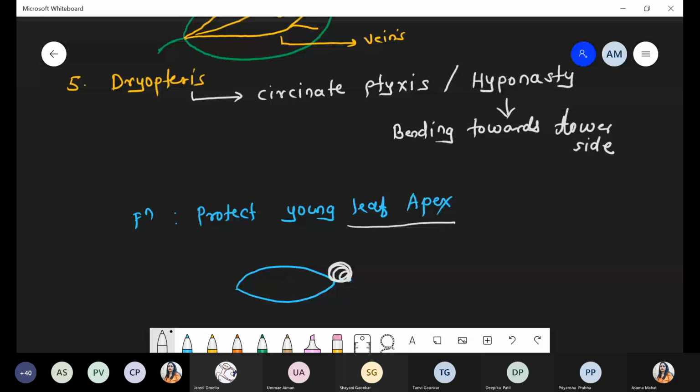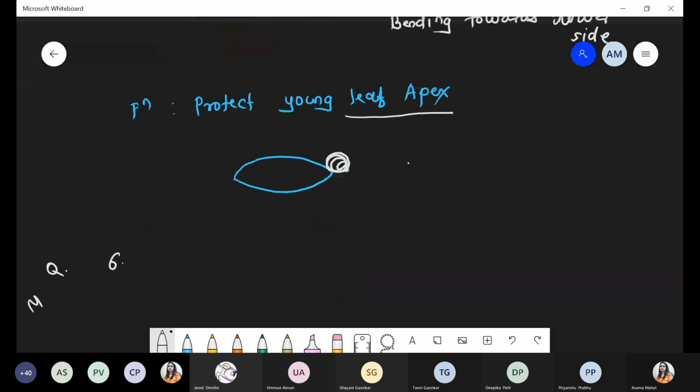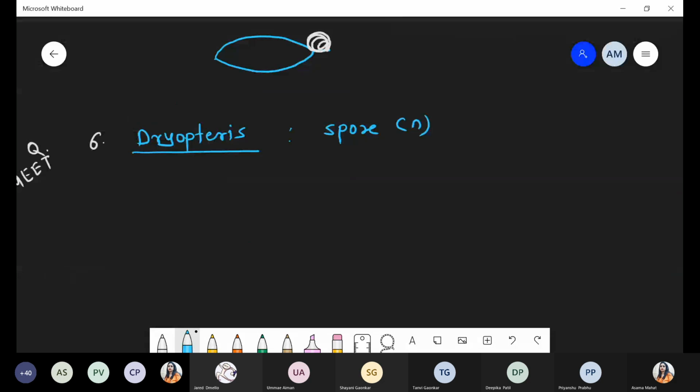Okay, and the last point of the Pteridophyta, number 6, which is already asked in previous NEET examination: prothallus. What is the meaning of the prothallus? So again, we are talking about the case of dryopteris. In dryopteris, whatever spores get formed are haploid in nature. These spores undergo the process of germination under favorable conditions. And you know very well, after the germination there is a formation of one body. That body is called the gametophytic body, which is haploid in nature.